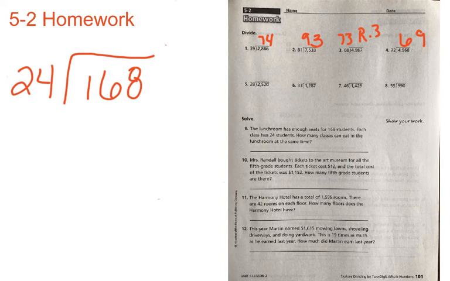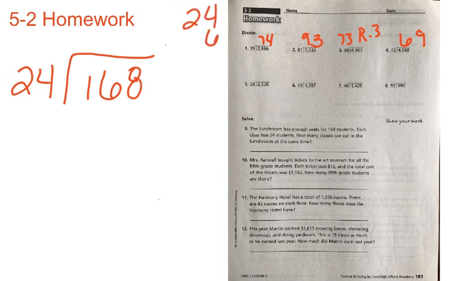I look at this one and I can see that 24 is very close to 25, and I can see that 168 is pretty close to 150. So if you think in terms of money, how many quarters are in $1.50? You can think that it's 6, right? So that would be a good starting place.